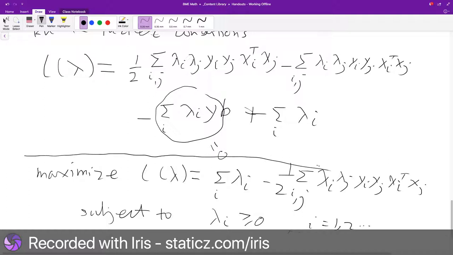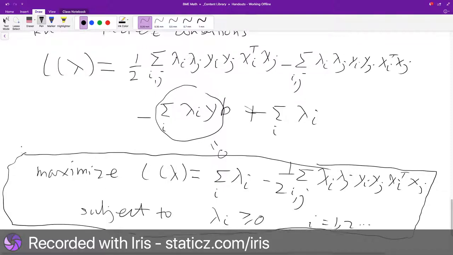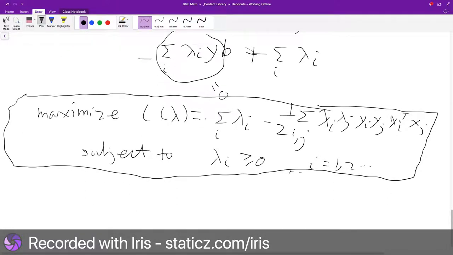For the support vector machine, the optimal problem is equivalent to this. This is the dual problem we get. Look at this problem. It's easier to solve because the only unknown variable is lambda, the multipliers. The x and y are all data that is already given. We just constrain lambda to be non-negative.